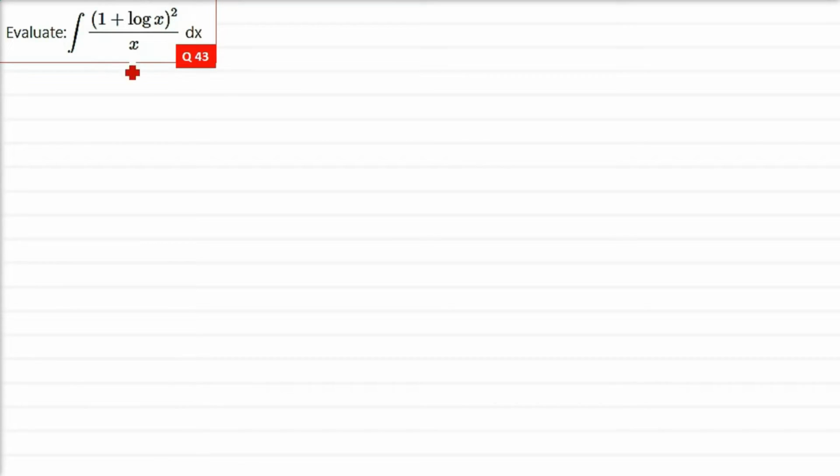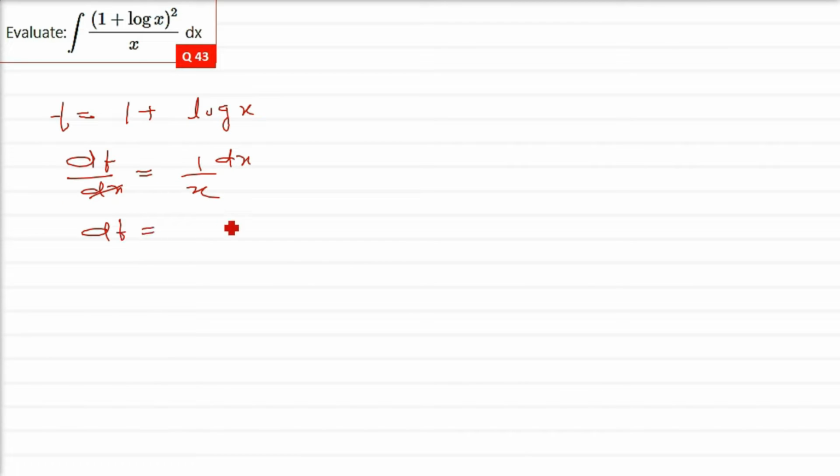(1 plus log x) whole square divided by x. Now we can get this 1 by x from 1 plus log x. That means if you take t equals 1 plus log x and differentiate, dt by dx, 1 will be 0. Log x will give you 1 by x. Now dx can be brought on the right, so we get dt equals dx by x. So this whole dx by x we have got after this replacement as dt.